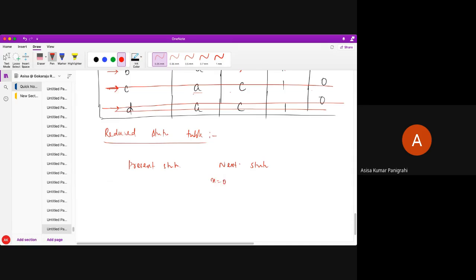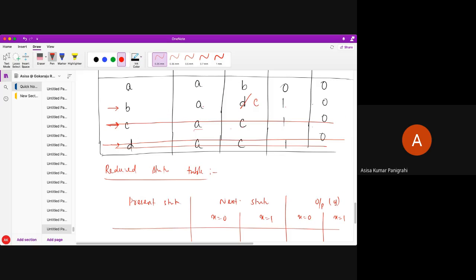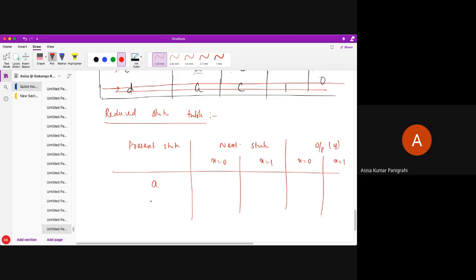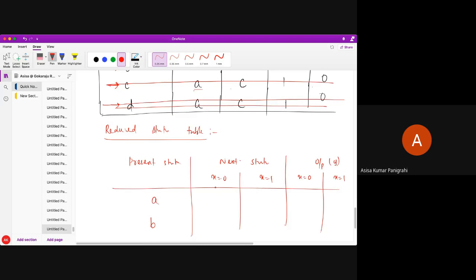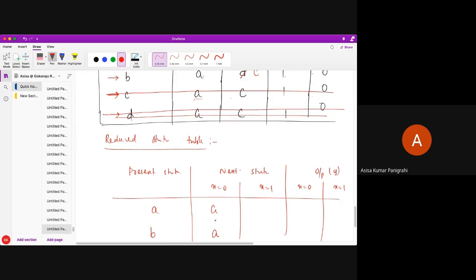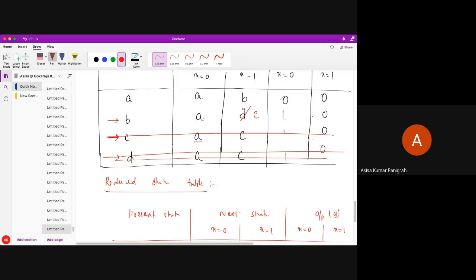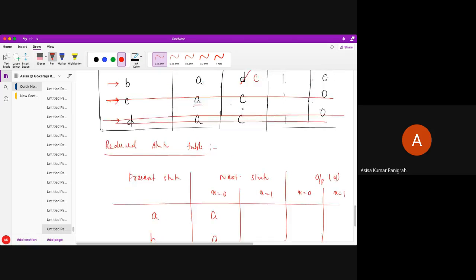For x equal to 0 and x equal to 1, the output is Y. What is my present state here? Only two states are left, A and B. So what are those present states? A, B. For x equal 0, what is my next state? A. And this is also A. For x equal to 1, what are my next states? B and C. But C has been removed.